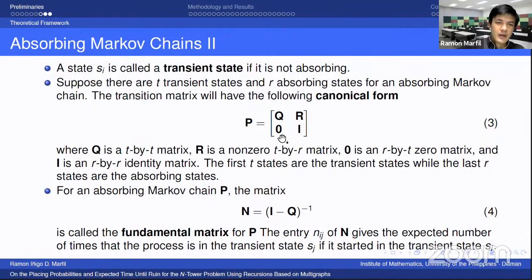Okay? And for an absorbing Markov chain P, the matrix N, which is equal to the inverse of I minus Q, is called the fundamental matrix for P. And the entry N sub ij of N gives the expected number of times that the process is in the transient state S sub j if it started in the transient state S sub i. Okay, so mamaya makita natin kung paano gagamitin to sa pag-calculate ng expected time until ruin para doon sa n-tower problem. Okay.